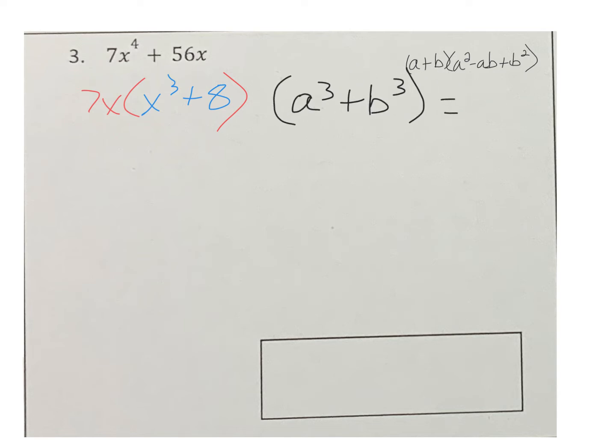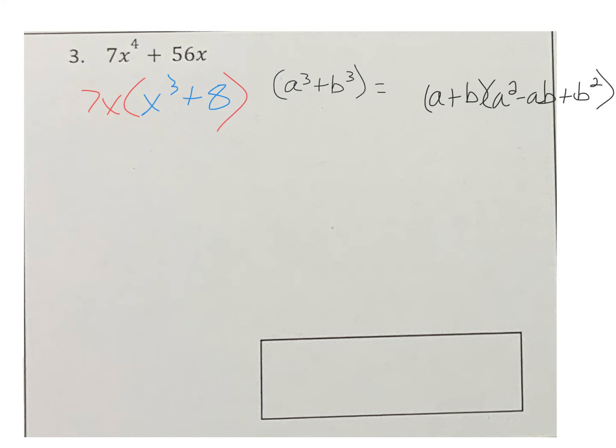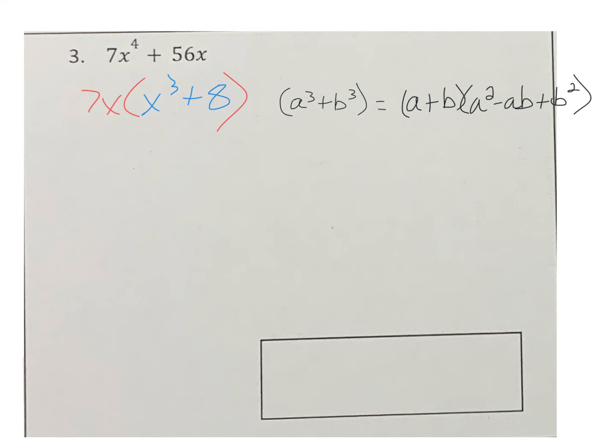So let's review that real quick. So the sum of cubes, we have a cubed plus b cubed. We factor that with the cube roots. So the cube root of a and b, we have a plus b, and then times the a squared minus a times b and plus b squared. Okay, so this again is something that we have to use to factor sums of cubes.